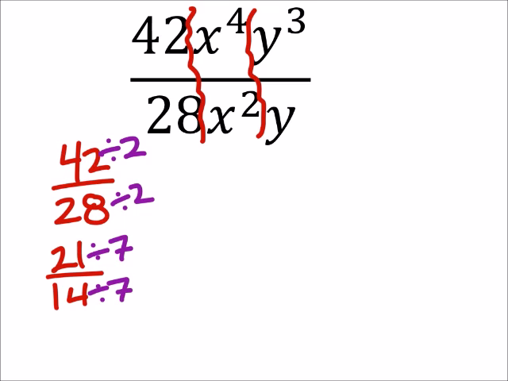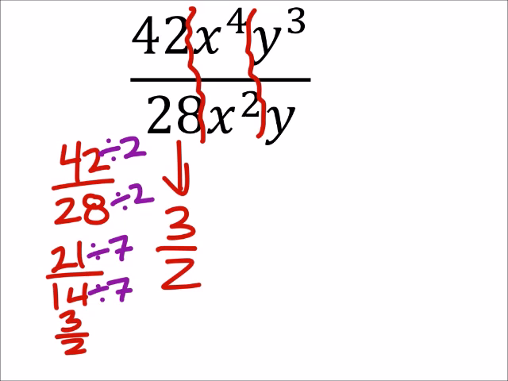So that looks like these two are now divisible by 7, so I can divide both of these by 7. And again, the only reason I'm doing this is because it told us to reduce this to its lowest terms. So the numbers are going to give us, it appears to be 3/2. So from the numbers, I've got 3/2.